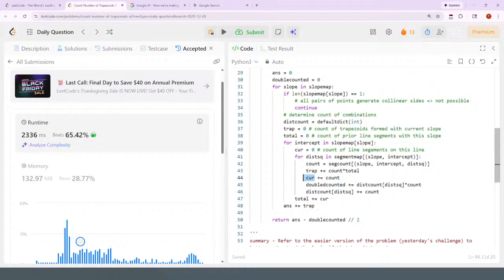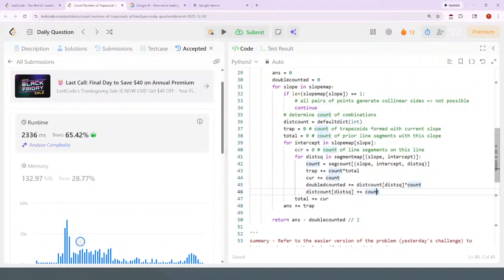This is because we're just dealing with the current line, all the line segments on the one line. We can't increase the total count immediately because otherwise we'll be making combinations for line segments that are collinear. So this is the current count. It's increased by the line segment count here. The double counted is the count of the current count times the prior line segments that we see of this distance, and then we increase the number of times we saw this distance by this line segment count. And then wrap that up correctly.